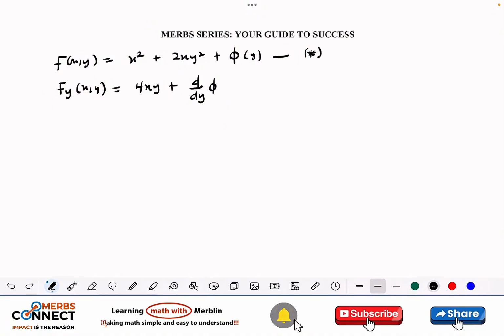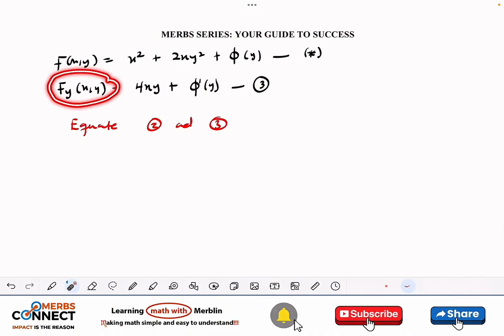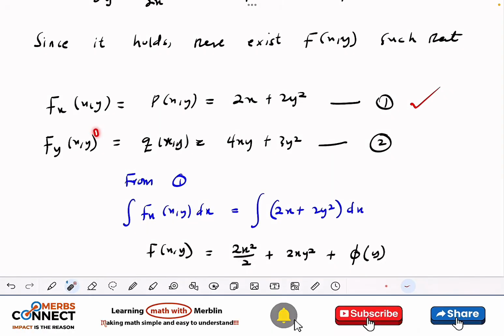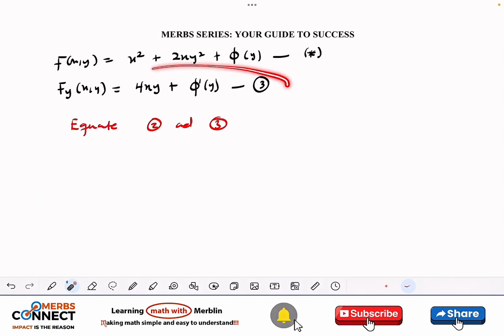So we know how to do this. So I'll just use phi prime of y. Let me call this equation 3. Now we see that we can equate equation 2 and equation 3. Why? Because this is big F of x with respect to y, and this is also big F of x, y with respect to y. So it means that the right hand side here is the same as the right hand side here.